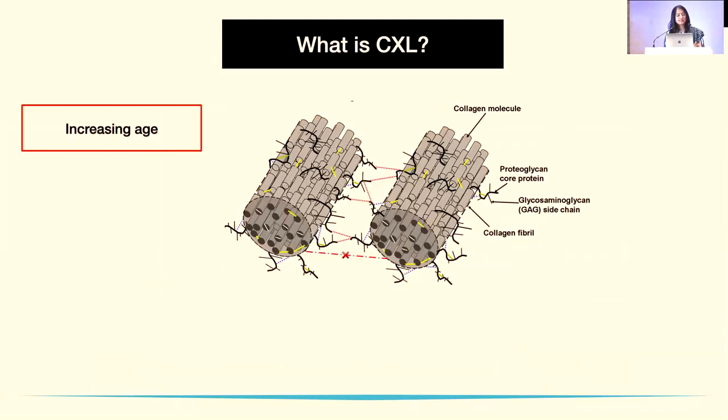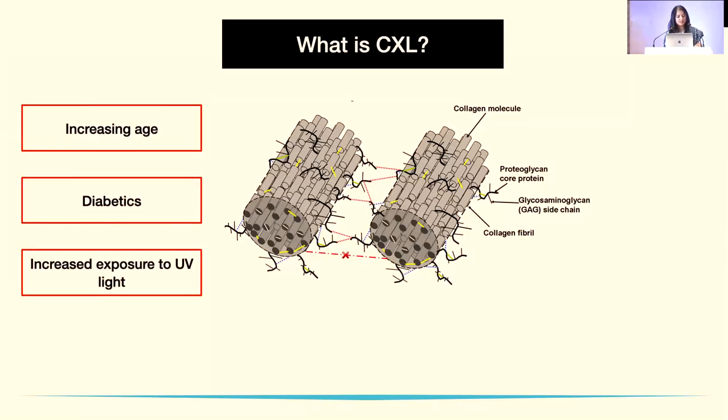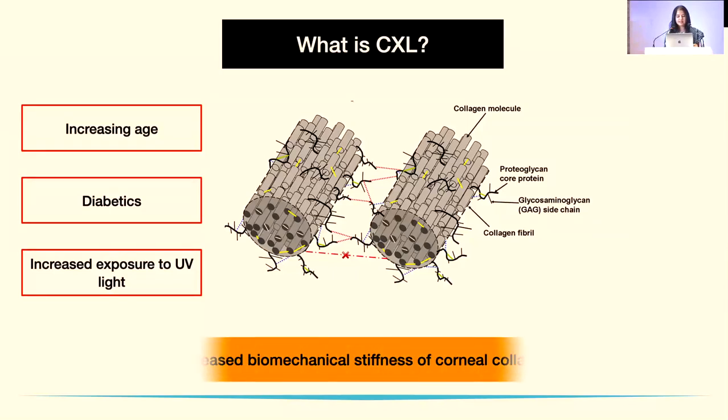Normally also, cross-linking is seen in a normal cornea with increasing age, with diabetes, which causes increased glycosylation, and with increased exposure to ultraviolet light. What it essentially does is increase the biomechanical stiffness of the corneal collagen. So it is making the cornea rigid so that it does not progress further.